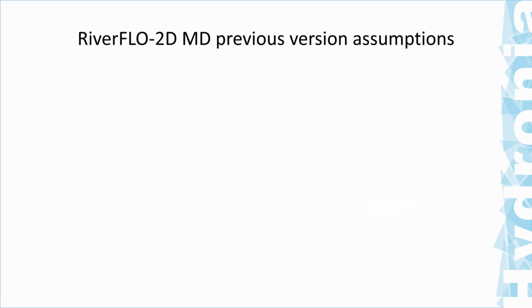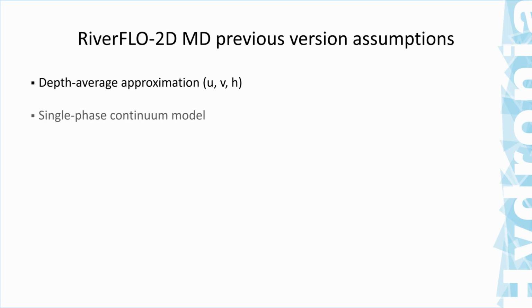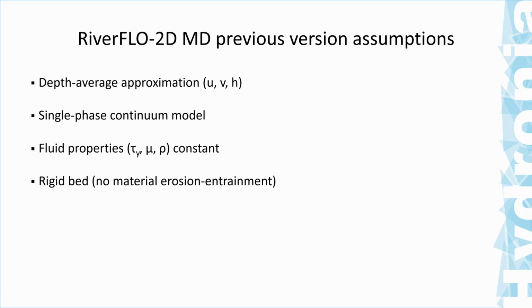And all the things that we had in the past in terms of the old RiverFlow2D MD module used depth average approximation, a single phase continuum model, fluid properties that were the density, viscosity, and yield stress assumed to be constant. And also we had the assumption of a rigid bed. So there was no material erosion nor entrainment from the bed.